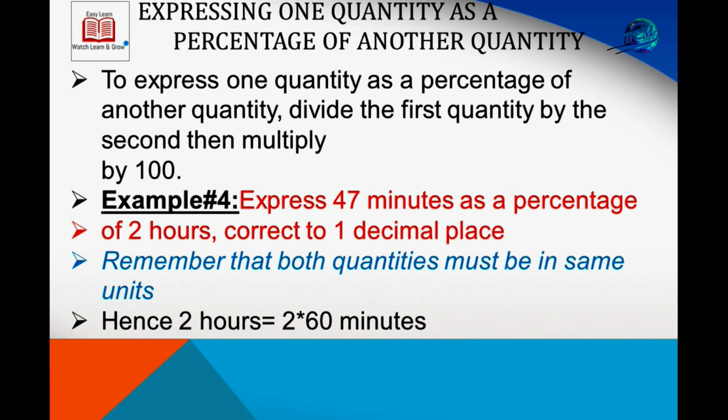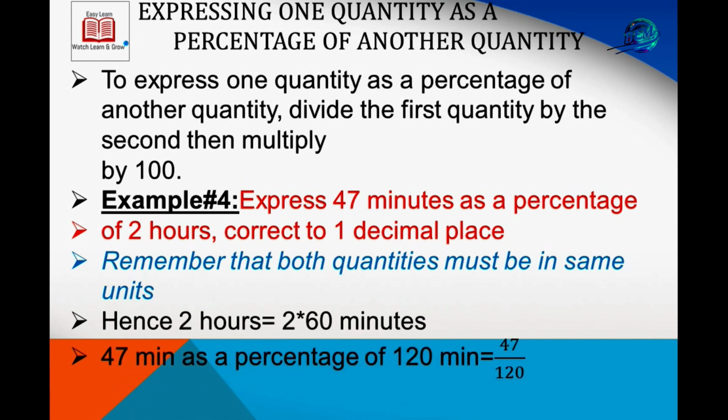In an hour there are 60 minutes. In 2 hours this will be multiplied by 2, so it is 120 minutes. Now the question looks like this: express 47 minutes as a percentage of 120 minutes.